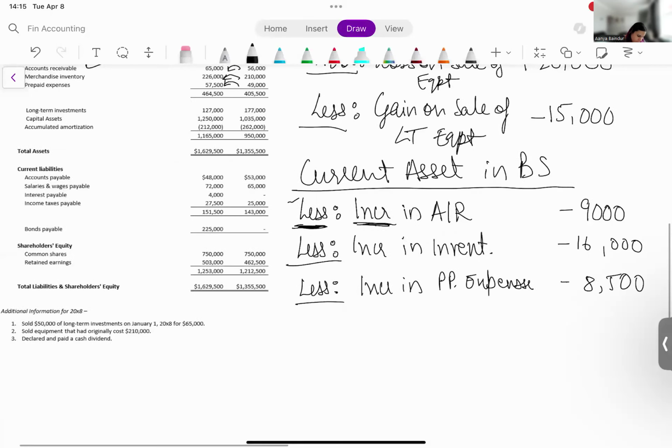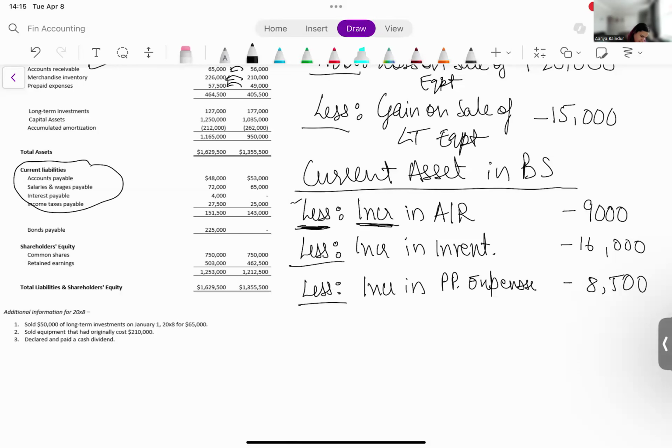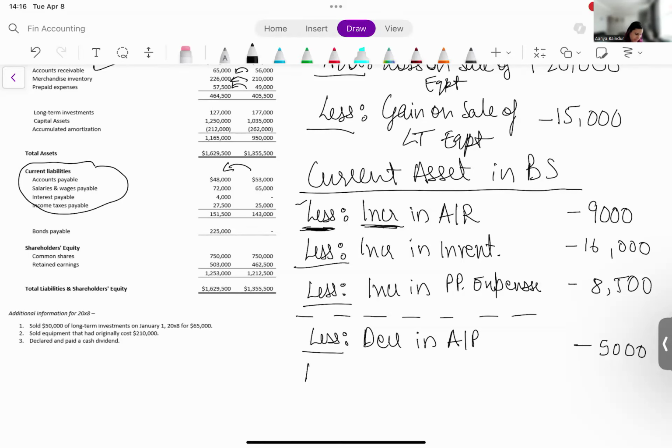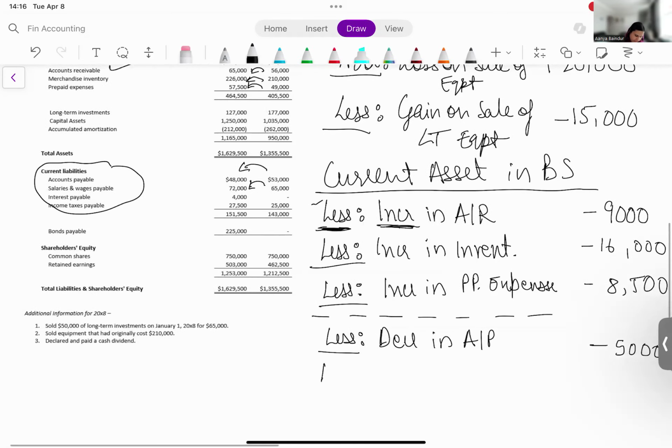Next, let's go to our current liabilities. The first current liability being accounts payable. So our accounts payable is decreasing. Therefore, for current liabilities, we do the same thing that's happening in the balance sheet. So we'll decrease our cash by that amount. So our cash is decreasing by 5,000. And that's a decrease in accounts payable. Next, we have wages and salaries payable, which is increasing. How much is it increasing by? 7,000. So we're going to add that amount back in.